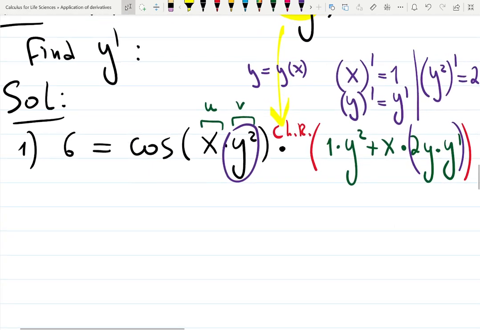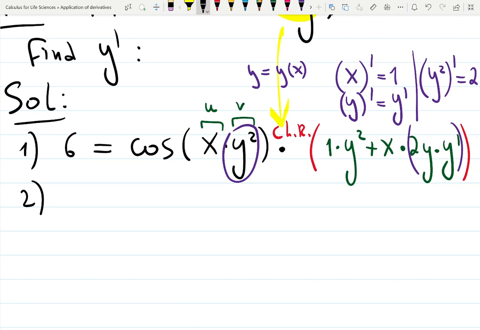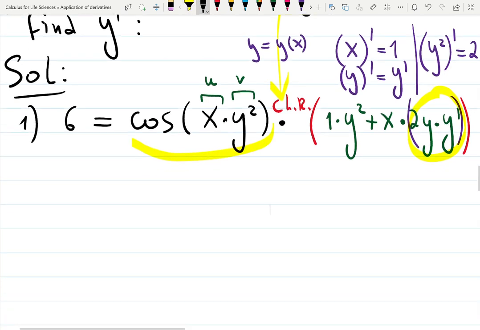Step 2. So we finished step 1 and we hope we did not make mistakes. Looks good to me. But now step 2 says move things with y prime to the left hand side. But I cannot because they are all factored out. So sometimes you have to do distribution, because I can see that there is only one y prime over here and it's multiplied by cosine. So we have to do extra distribution.